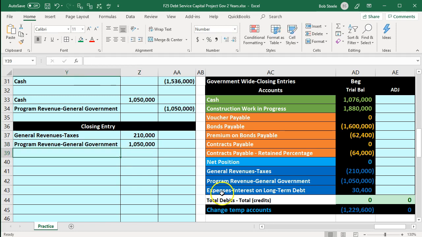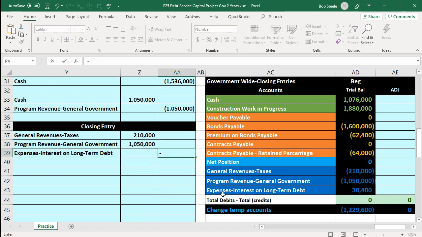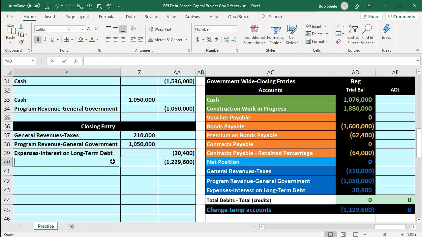1050000. And then this one has a debit in it, so we're going to credit it to make it go down, because we're going to do the opposite thing to it. So for the expenses, we're going to credit it for whatever happens to be in there, which is 30,400. Now we need a credit to be in balance here, so this is going to be our plug formula, negative sum. And that's our plug. That's the difference we need. And it's going to go into what would be kind of like the retained earnings, the net position account.